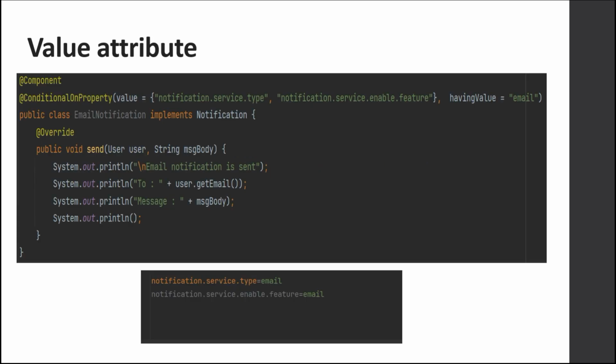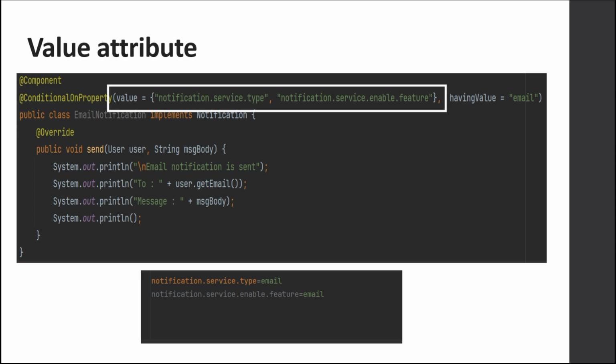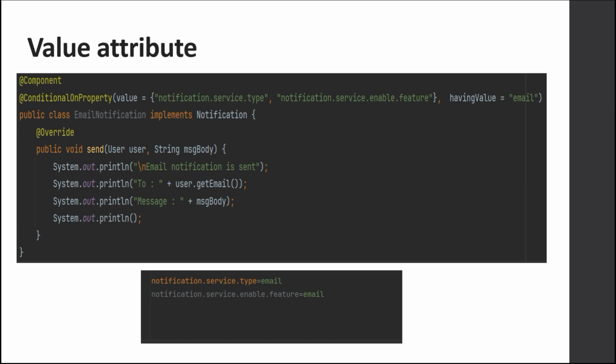In the value attribute of the @ConditionalOnProperty annotation, instead of passing a single value, we can pass multiple property names. So here you can see that I have provided two property names, which are notification.service.type and notification.service.enable.feature. So here it is going to accept an array of property names, and using the havingValue, I have specified the expected value for these properties. So for both of these properties, the value should be email.